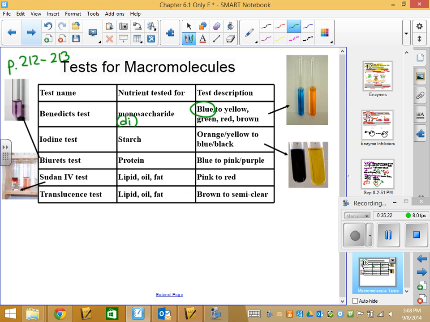The second test that's also for a carbohydrate is the iodine test. And the iodine test specifically tests for starch. Starch is a polysaccharide. And it's one that you would find typically in a plant. So potatoes are a good example of something that has starch in it. The iodine test starts off orangey yellowish, depending on how thick the solution is. And the final color is actually a really dark blue, but most of the time it just looks black.